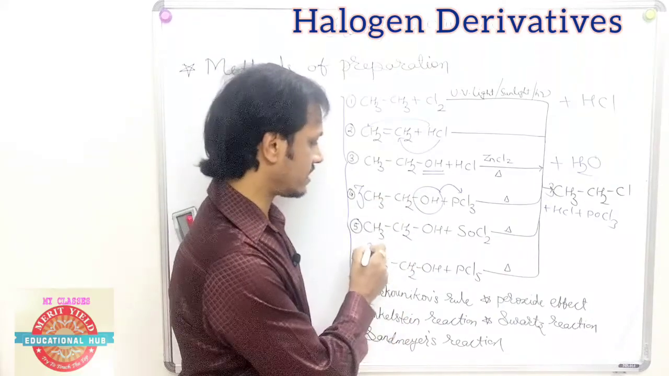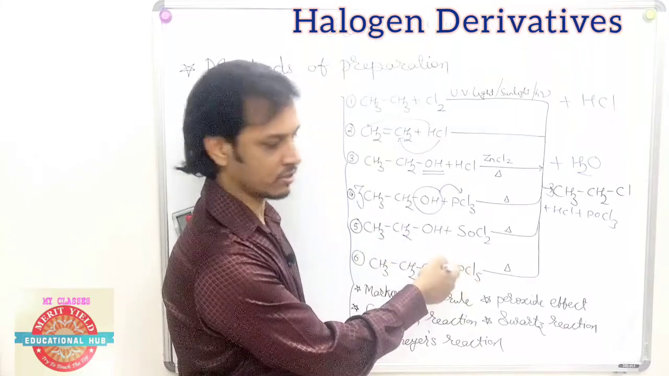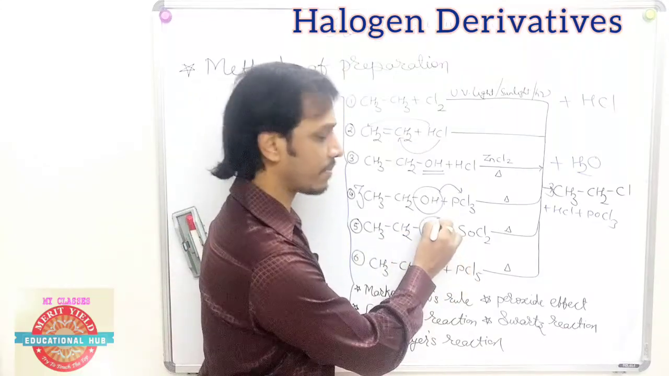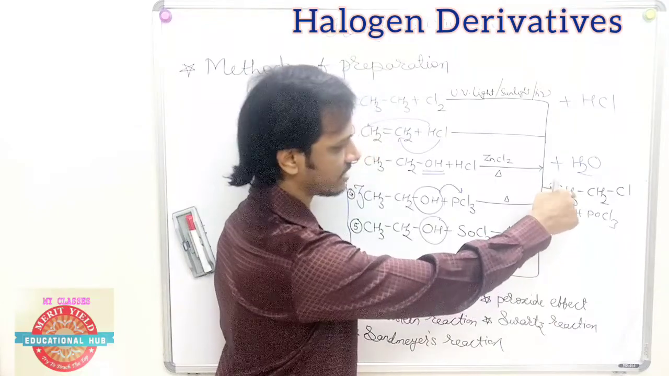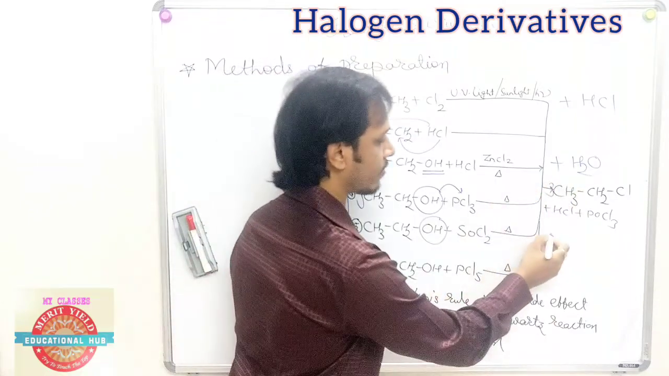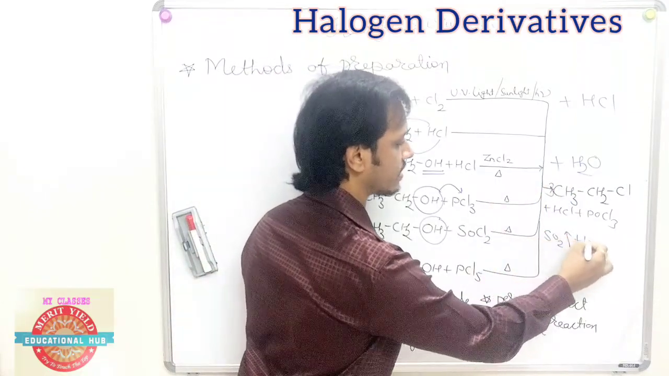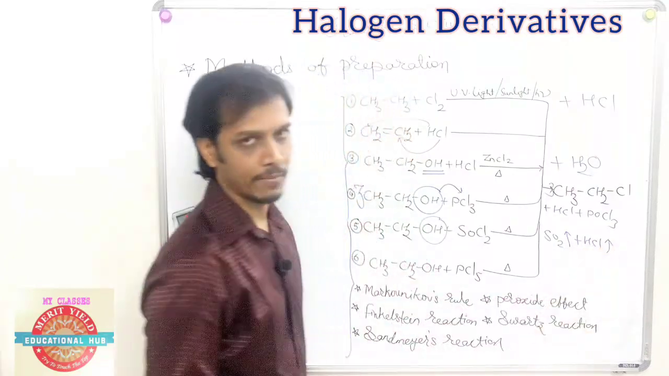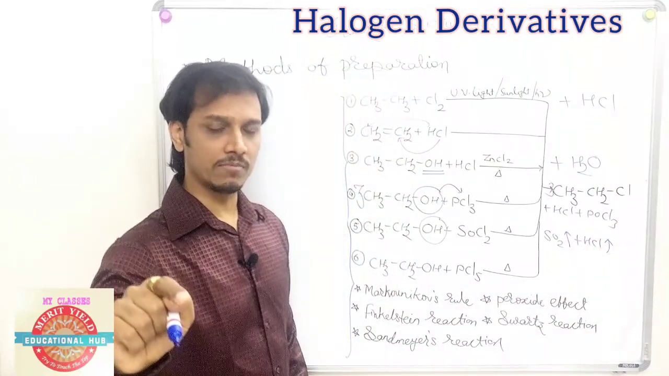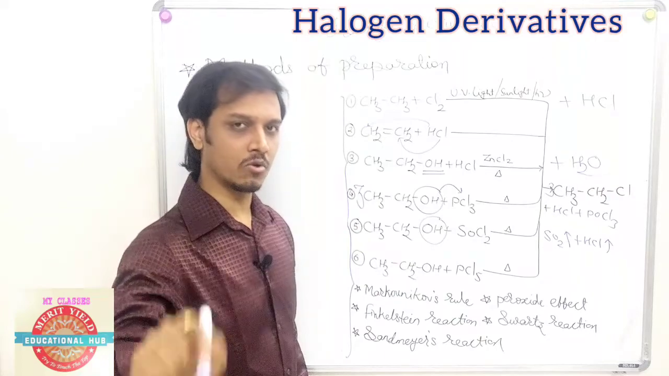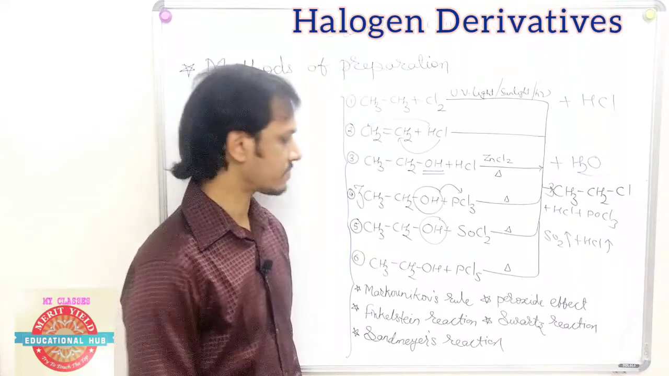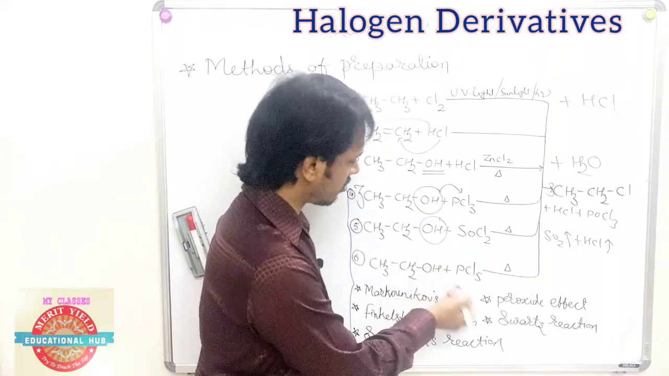Okay, so CH3CH2OH, again a specific reaction of SOCl2. Here also OH is going to be replaced by Cl and we are getting CH3CH2Cl as a product. And what are the byproducts? SO2 with HCl gas. These are the two byproducts. Again, if SOCl2 comes in the picture, it is going to replace OH by Cl every time. Here also the same thing happens.